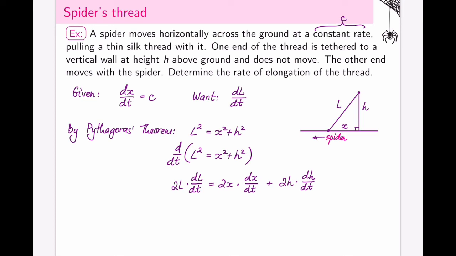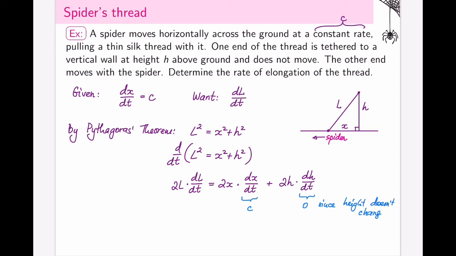Okay, now let's see what we have here. I know that this expression is equal to c. That is what I'm given. The spider moves at a constant rate. And what about dh by dt? So is the height of the wall here changing? Well, no, it does not move and it does not change. So I know that this expression is going to be equal to 0. And I can write down the justification for that since the height does not change.